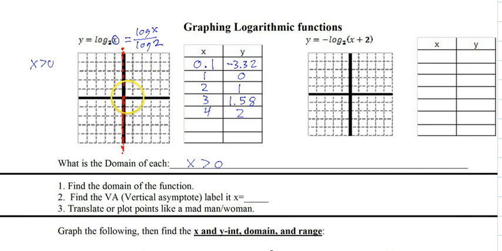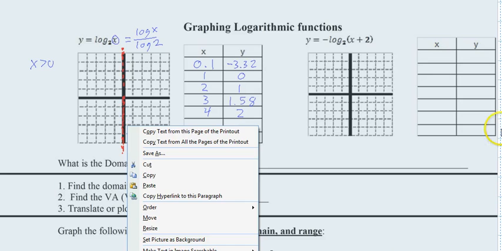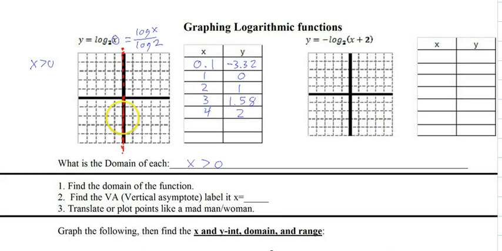So now when we plot this, it's 0.1, which is very tiny here, very close, right there. And then we have 1, 0, and then 2, 1, and then 3, 1.58, and you can see how it's growing that way. And then 4 is 2, and there's our graph. So make sure you never cross down here. It just gets closer, and then the other side goes off quickly that way.